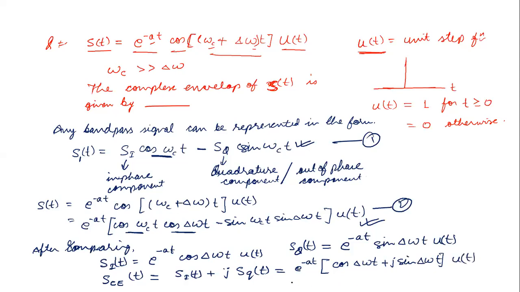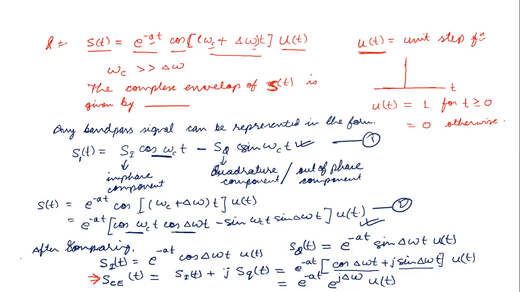Okay, now how can this be written? e to the power minus at and cos theta plus j sin theta. So this is in the form of cos theta plus j sin theta, so it can be represented as e to the power j Δω ut. Okay, so the complex envelope can be given by this part.